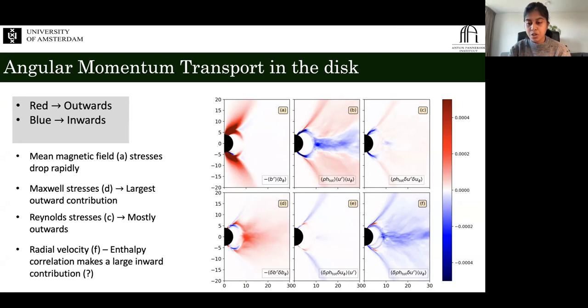But the term that was most surprising was this term. This is basically a correlation between the radial velocity and enthalpy. And we don't know what actually causes this.